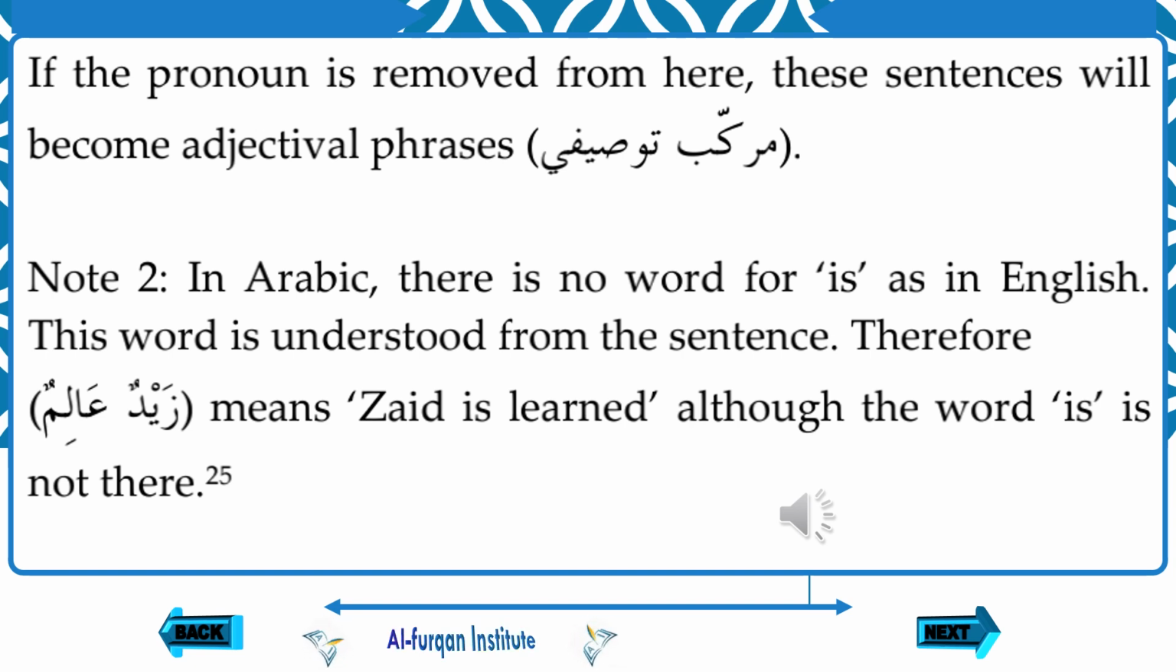Note 2: in Arabic there is no word for is as in English. This word is understood from the sentence. Therefore Zaidun alimun means Zaid is learned, a learned person. Although the word is not there, it is understood.